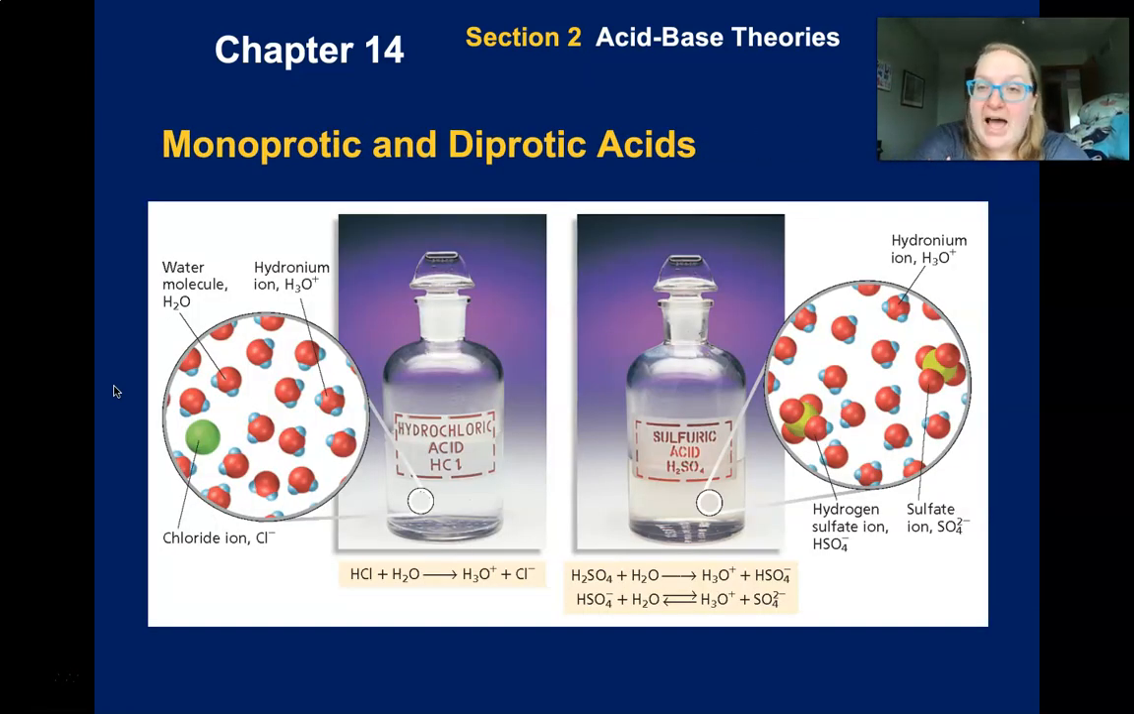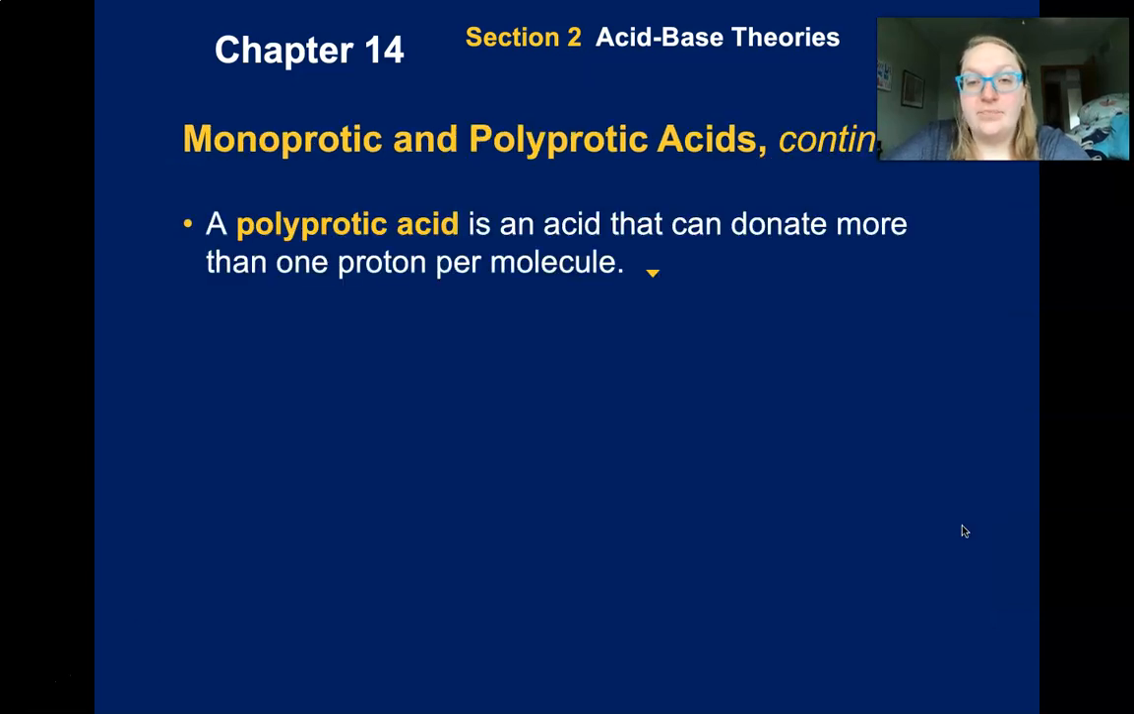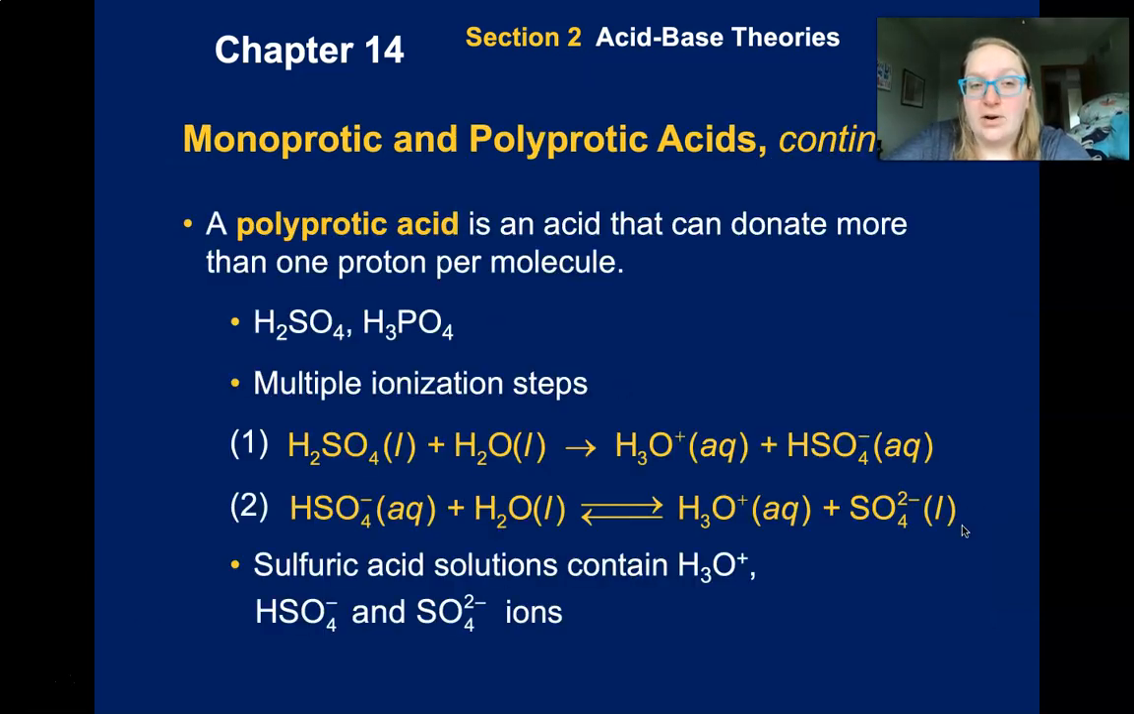A diprotic acid, on the other hand, is going to be something that can, in theory, donate more than one hydrogen. So for instance, H2SO4 has 2 protons in front. Once it donates the first proton, it still has 1 left over, the HSO4 minus, that it can donate. Once it donates that though, then it only has the SO4 2 minus ion, and there's no more protons for it to donate. So we can identify a polyprotic acid, which is something that is not mono, by looking at how many protons there are in the front of that particular reaction.